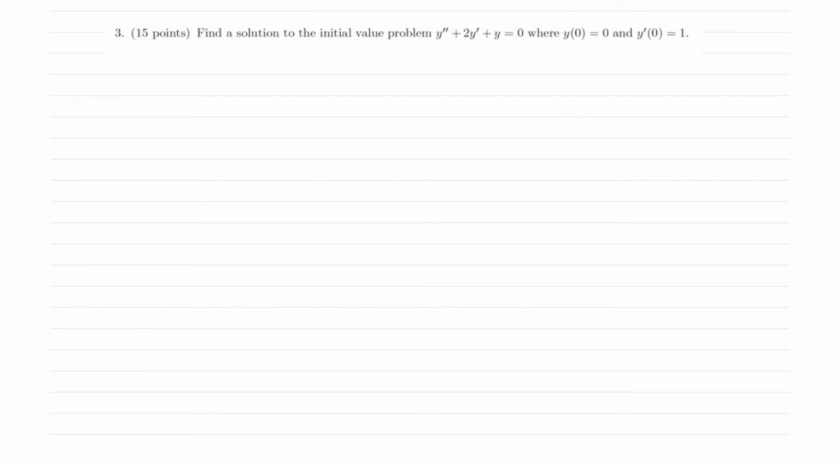Find the solution to the initial value problem y double prime plus 2y prime plus y is equal to 0, where y of 0 is 0 and y prime of 0 is 1. Now the characteristic equation here is r squared plus 2r plus 1 is equal to 0. That tells me (r plus 1) squared is equal to 0, which gives a repeated root of r equal to minus 1. That gives us two solutions: y1 is equal to e to the minus t, and y2 is equal to t e to the minus t.